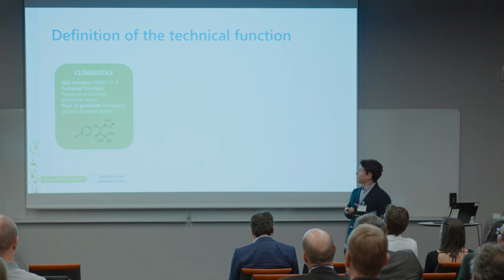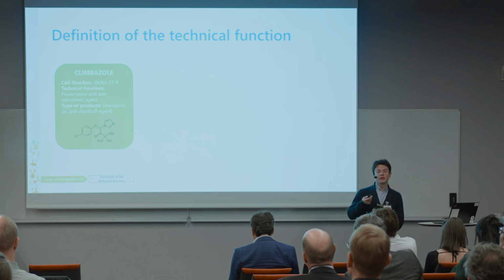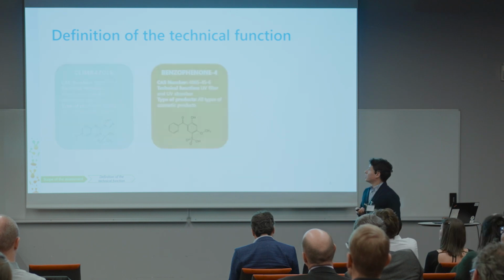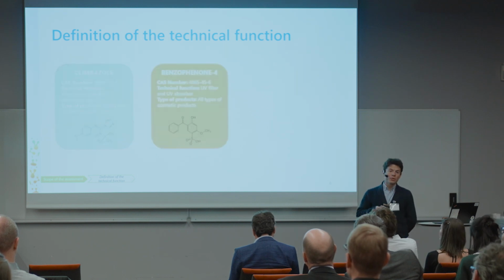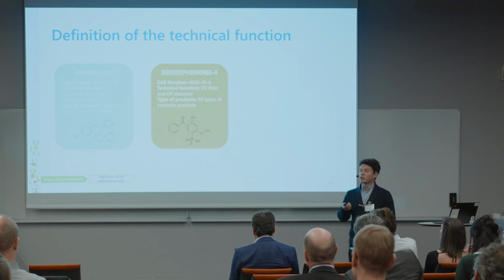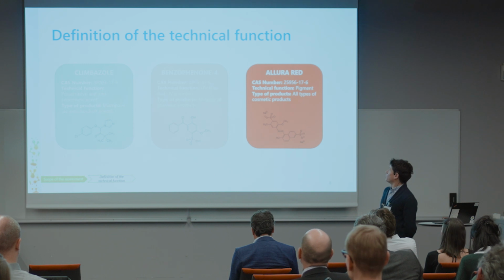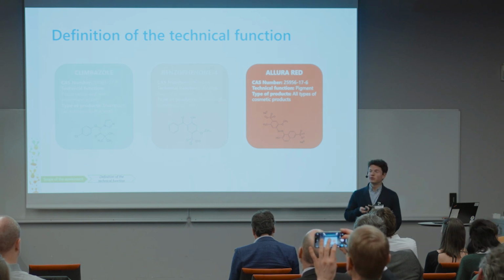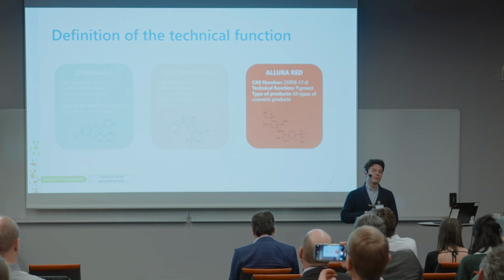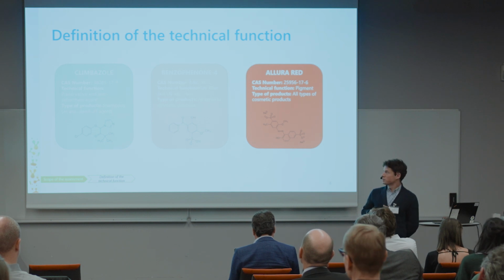The first one was climbazole, which is an anti-dandruff agent that is used in shampoos. The second one was benzophenone-4, which is a UV filter and UV absorber used in all types of cosmetic products. And the third one was Allura Red, which is a red pigment also used in all types of cosmetic products.